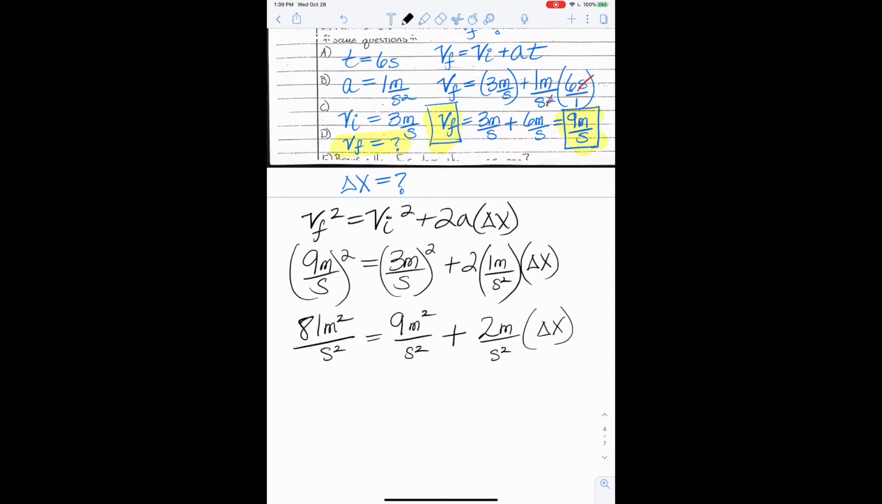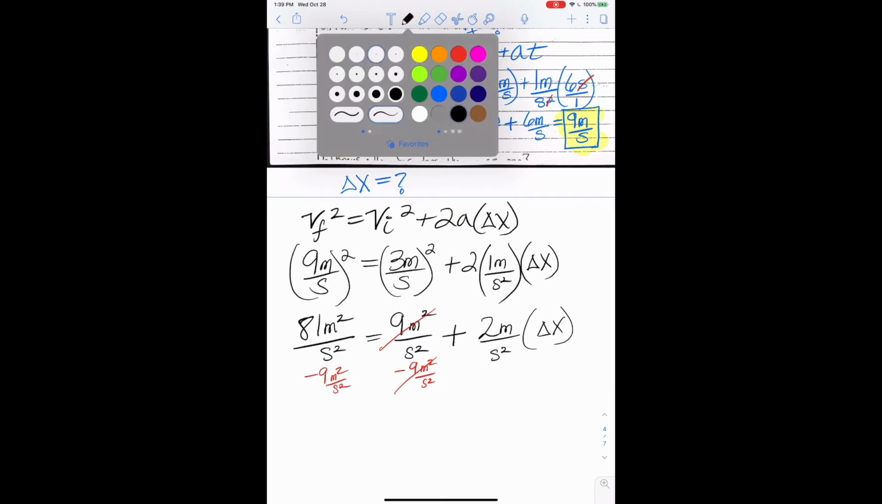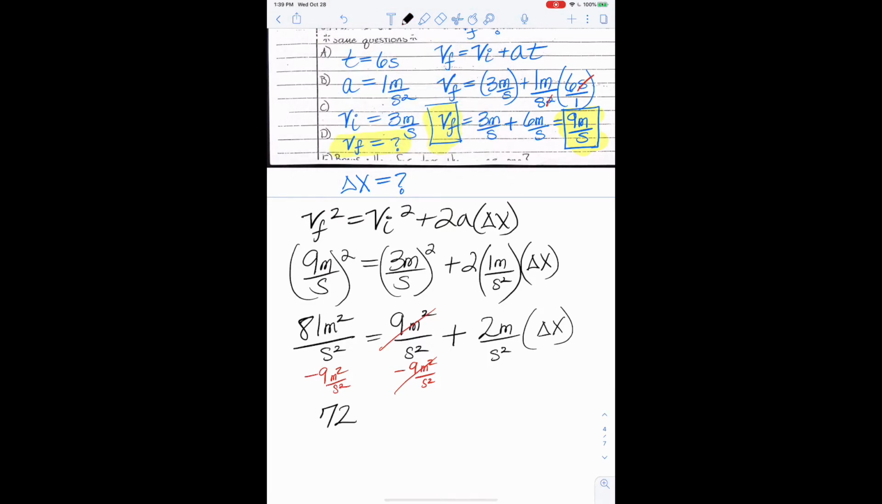We'll subtract 9 from both sides, and these units go with it. So minus 9 meters squared over seconds squared, minus 9 meters squared over seconds squared. I usually write that differently, but I don't mind writing it this way. I think students like it when I write it like that. All right, so I cancel both of those, and I'm left with 72 is equal to 2 meters per second squared times delta x.